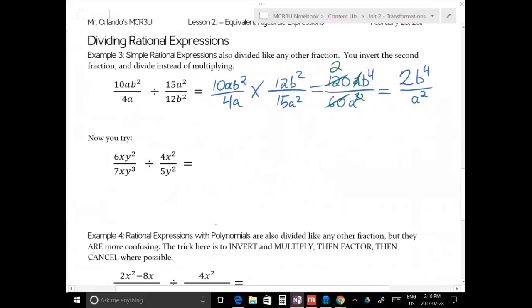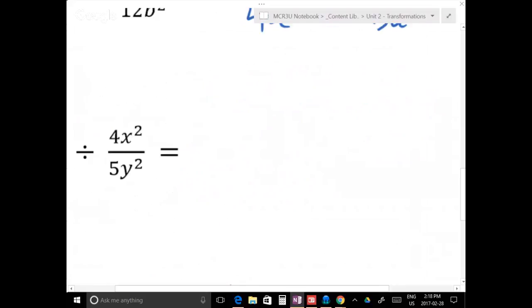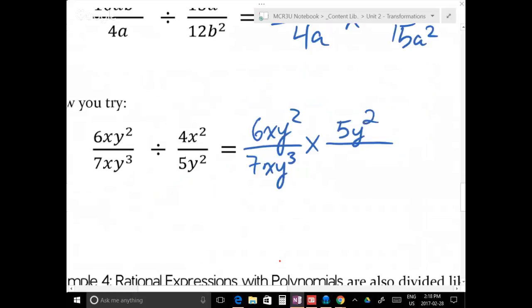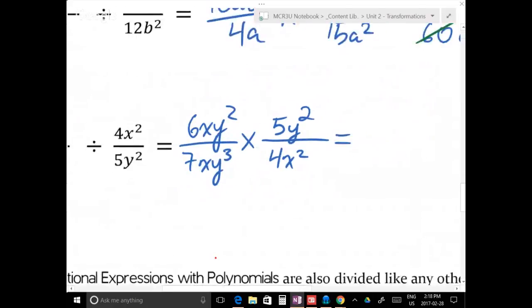Okay, when we have a division question, what are we going to do first every time? Switcheroo. So what would I write here? This first one stays the same. 6xy squared over 7xy cubed. Very good. Now we can actually do this multiplication. What do we get when we do that?